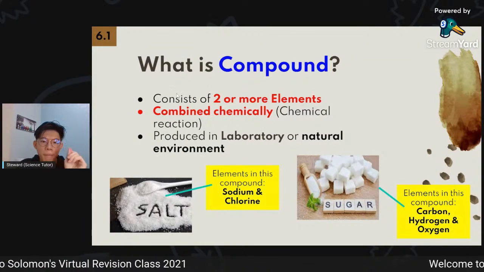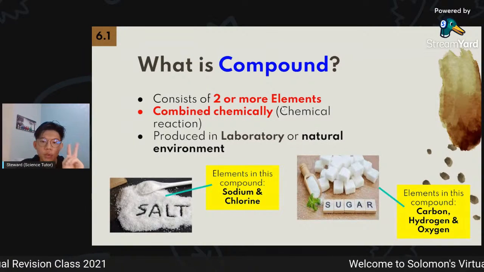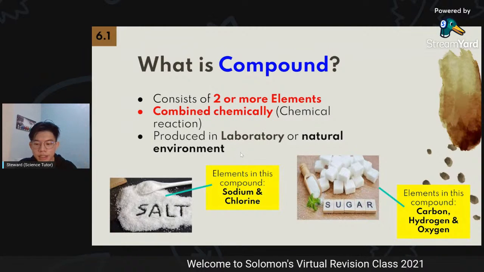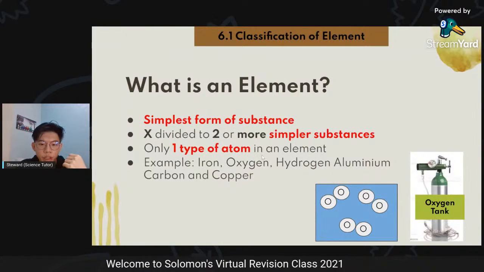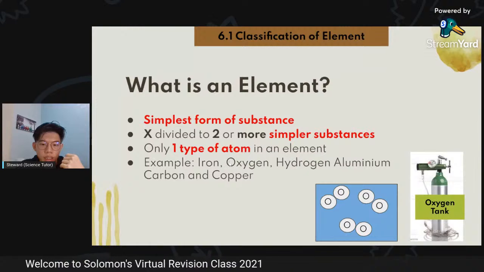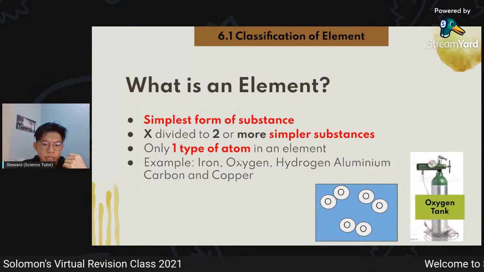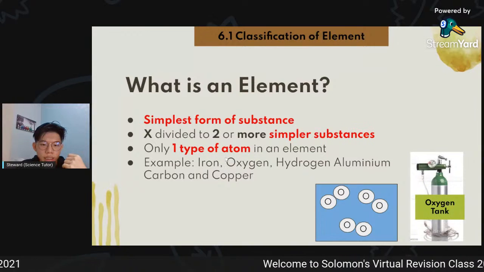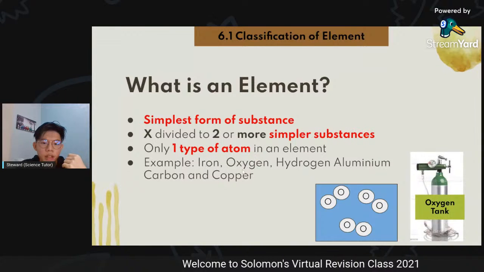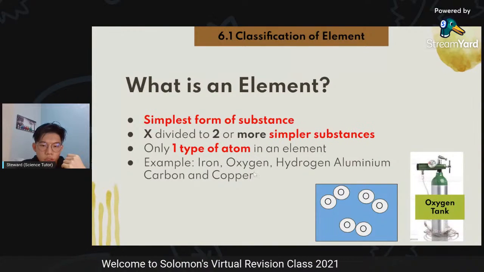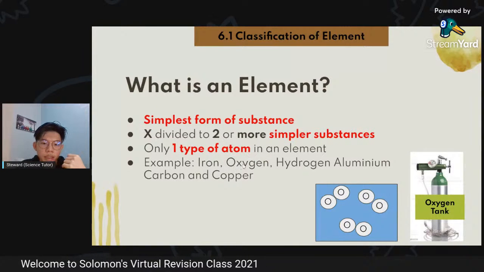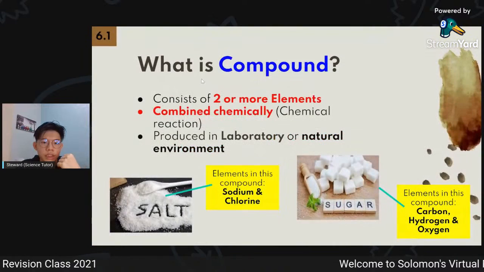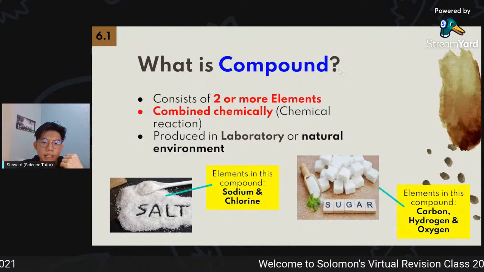All right. Next, what is the compound? Okay. So compound actually consists of two or more elements. That means, wait, hold on. That means, for example, we have oxygen and iron together. If these two are added together, what do we call it? We call it a compound. But if it is just one by one, we call it an element. If two are added, we call it a compound.